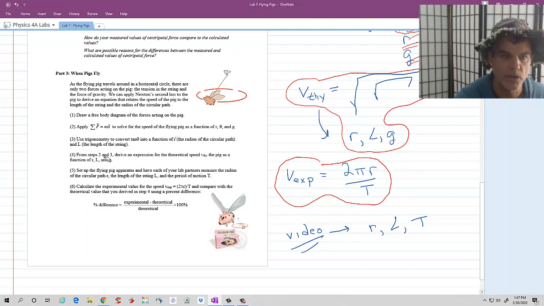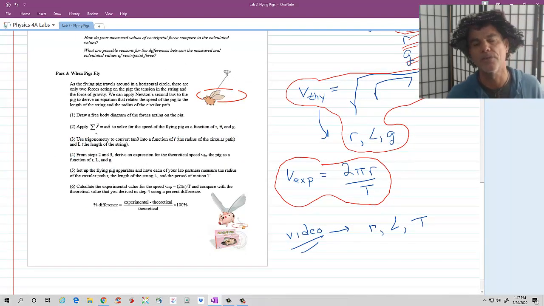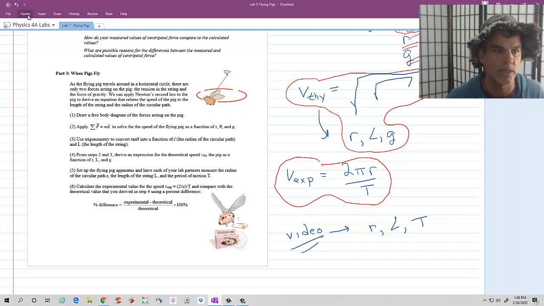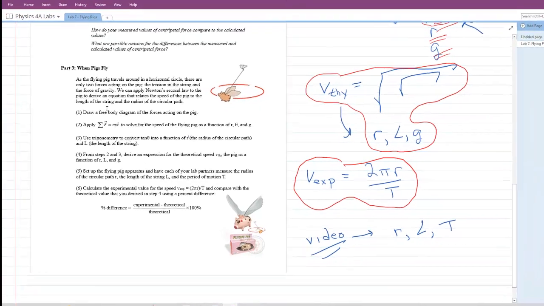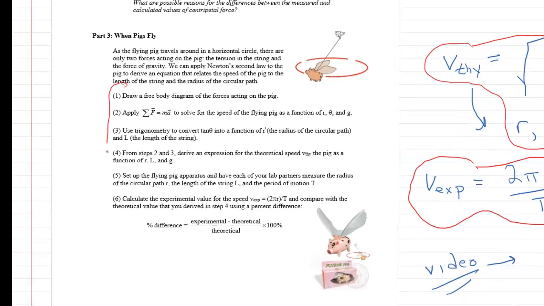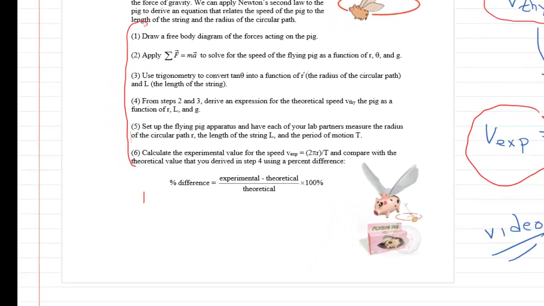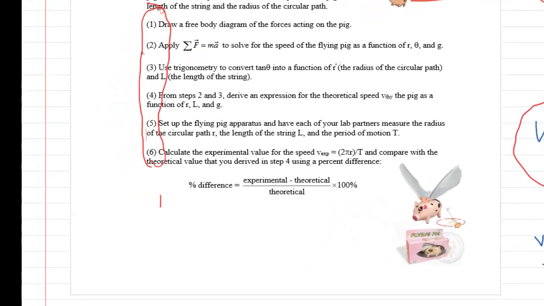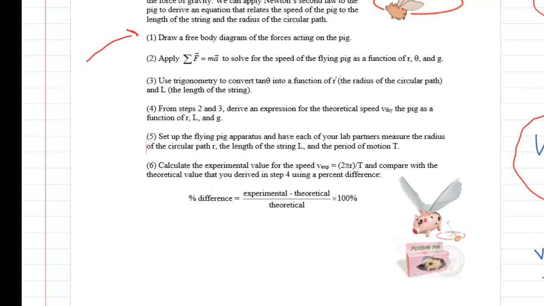Let me just tell you, in terms of the write-up, this is not going to be formal. This is going to be informal. And pretty much what I want to see for the informal report is pretty much just everything here, 1 through 6. So can we kind of go through it? What you're turning in for the report, and please make this nice and easy to follow, is draw a free body diagram of the forces acting on the pig.